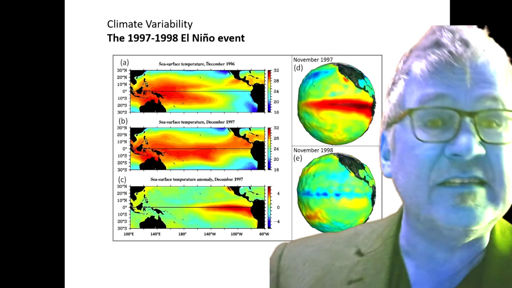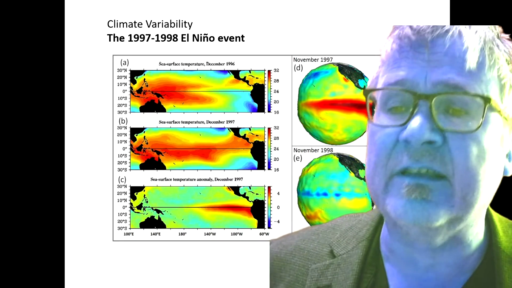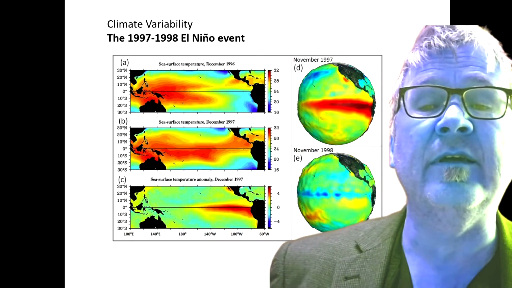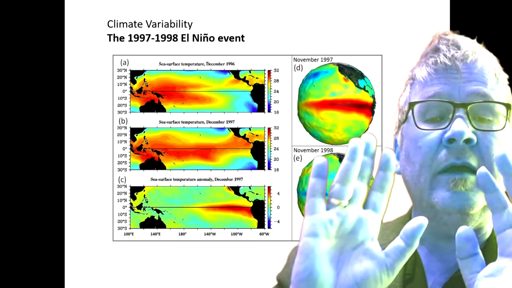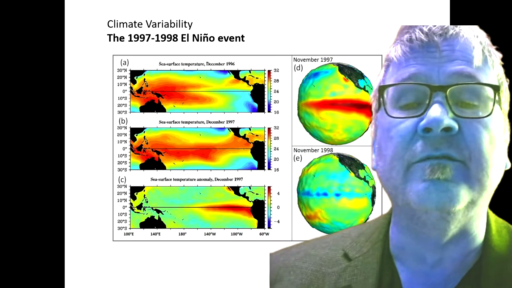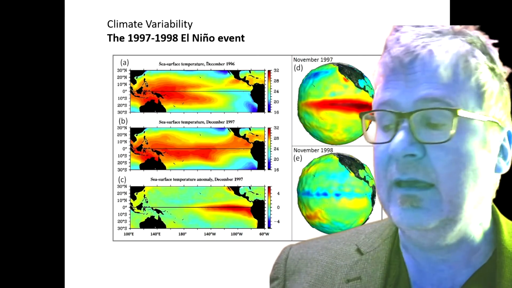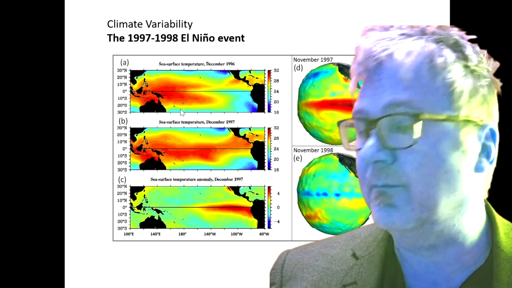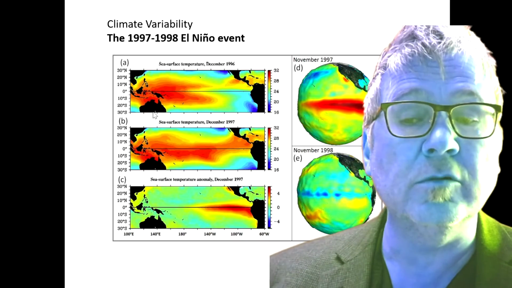So sea surface temperature is the clue, and there was an event that happened in 97, 98, a famous El Nino event. You can see the sea surface temperature distribution in the years before this event, one year before, December 1996, here in the top panel. Oops, where's the mouse? Here. This is it. You can see a pronounced warm pool.